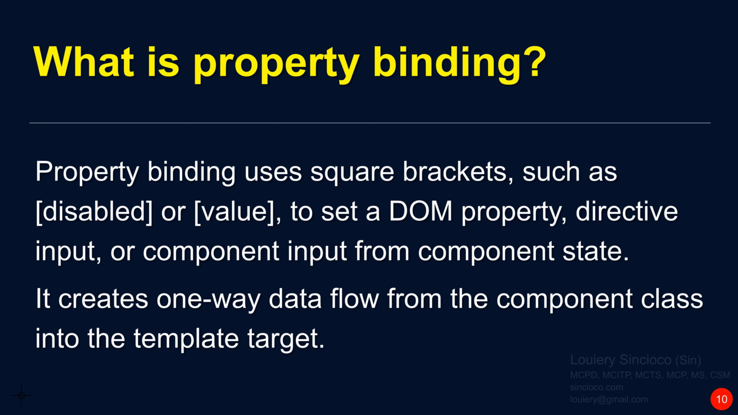What is property binding? Property binding uses square brackets, such as [disabled] or [value], to set a DOM property, directive input, or component input from component state. It creates one-way data flow from the component class into the template target.